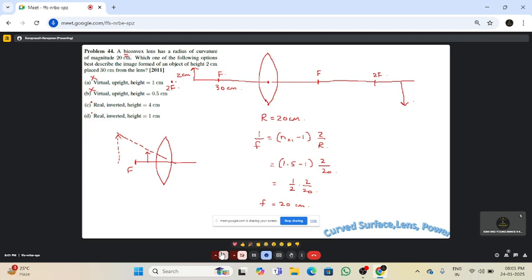As I told you, the object is here between f and 2f, and this is going to be beyond 2f. So as it goes farther, the size becomes larger, it increases. So 1 centimeter looks wrong to me. So this should be the correct answer.